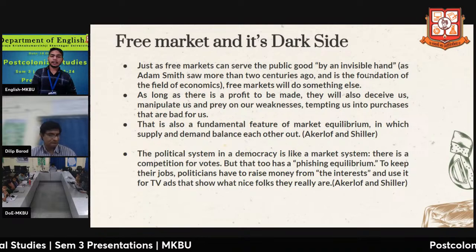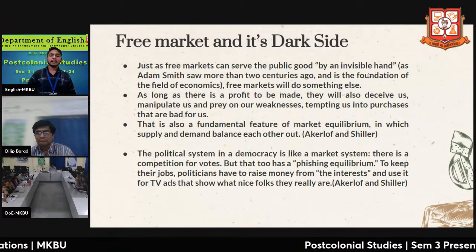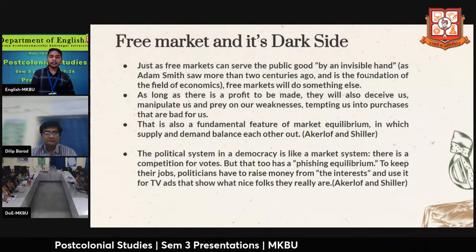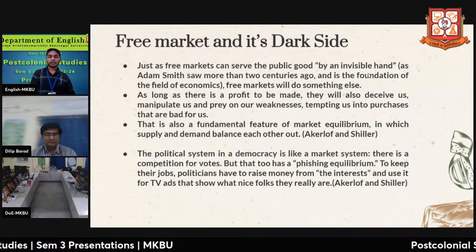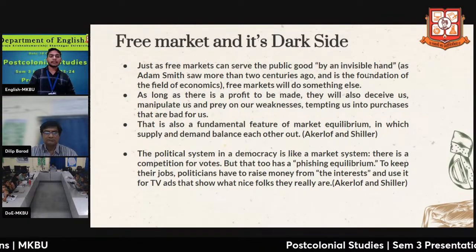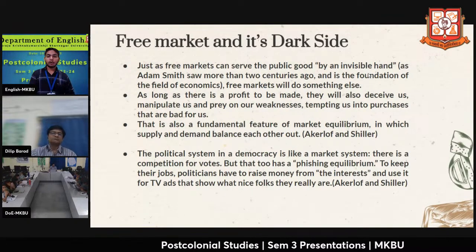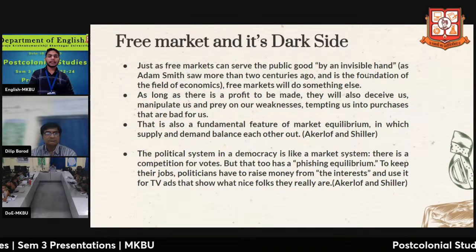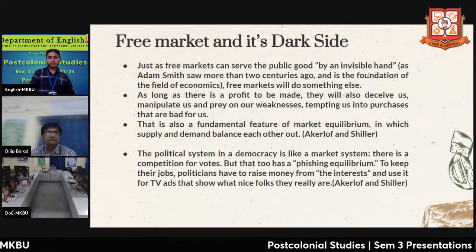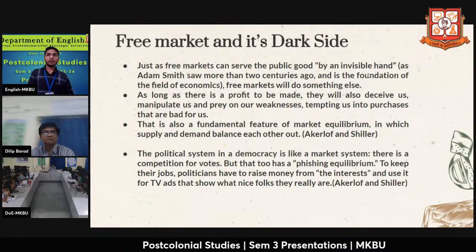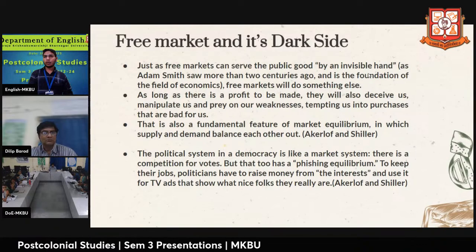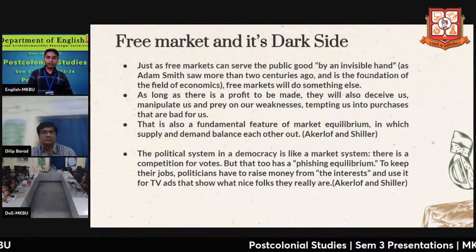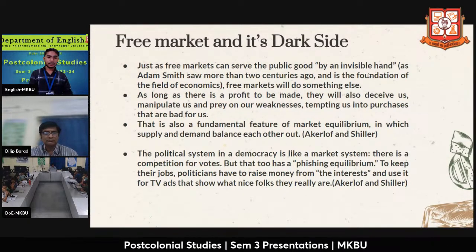Free market and its dark side. Just as the free market can serve the public good by an invisible hand, the free market will do something else too. As long as there is a profit to be made, they will always deceive us, manipulate us, and prey on our weaknesses, tempting us into purchases that are bad for us. So the free market is always about profit, and how to gain growth and percentage, and that's the main aim in this free market.